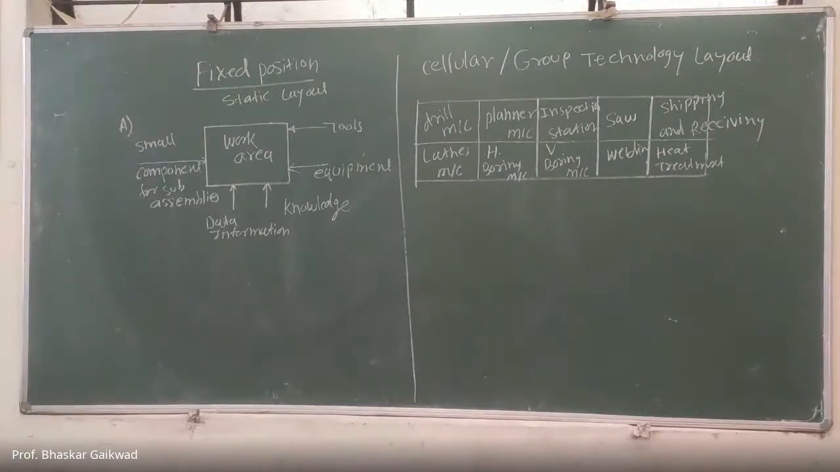Here the position is fixed. This rectangular surface indicates the working area, meaning your ship, aeroplane or big product which we are unable to handle, we can fix at a particular position. Around this we can use the different types of tools, machines and equipment. On one side the data, information and knowledge is provided, and on one side the small components required for the assembly are supplied. So this is the fixed position static layout.